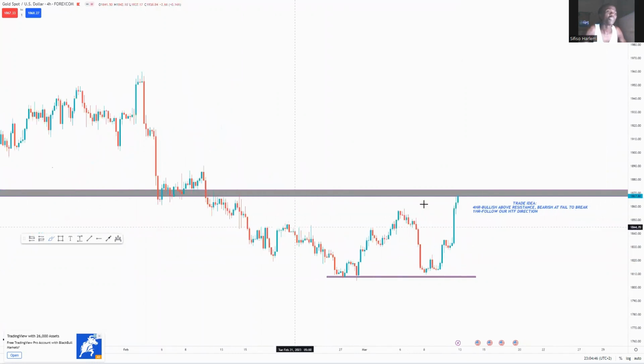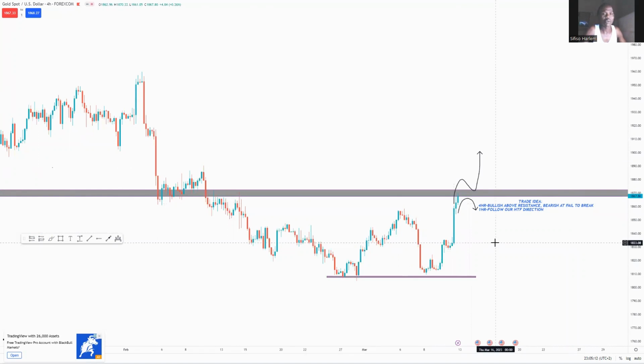The only thing I'm waiting for is for price to either break and retest and continue to the upside, or fail to break and move to the downside. With my trade idea being we're bullish above resistance, and bearish on a fail to break. So if price continues moving to the upside, closing above our resistance, then I would simply continue to the upside. But if we get a fail to break, then I'll look for price to do what? For price to reverse and be bearish.